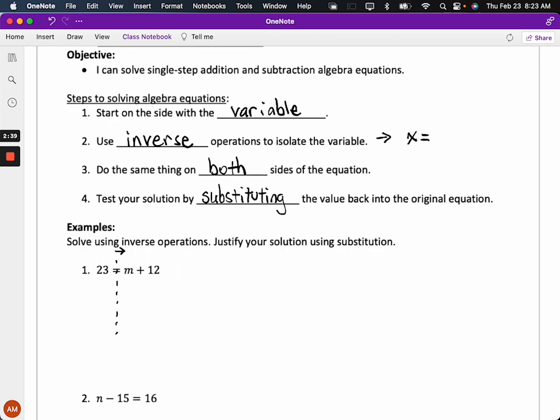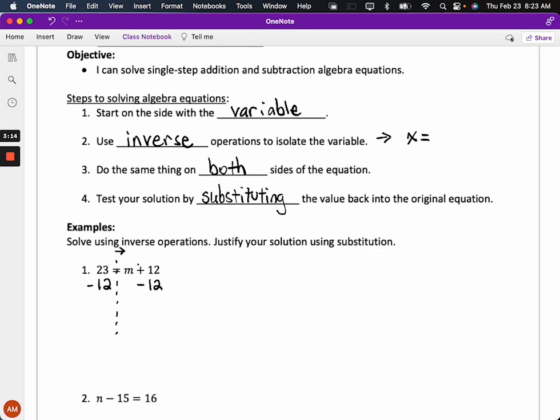Now I'm going to do the inverse operation of whatever's happening on that side to get the variable on its own. I can identify here it's m plus 12. I'm adding 12, so the inverse of adding 12 would be subtracting 12. So 12 minus 12 is 0, which gets me back to just m on that side. But remember, step 3, do the same thing on both sides of the equation. I can't just subtract 12 from one side because it's going to make my equation unbalanced.